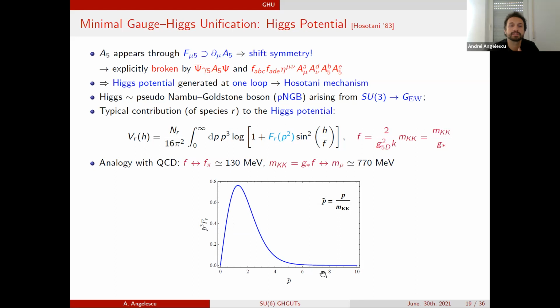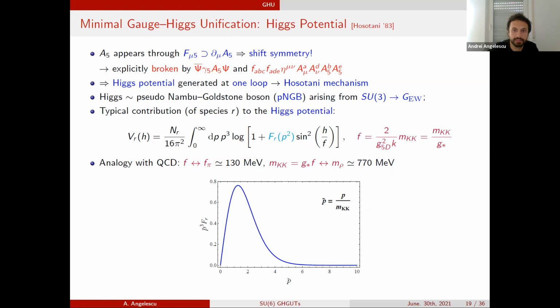It is instructive to look at this plot because one sees how the hierarchy problem is solved. You don't have any more sensitivity to the UV. All the contribution comes from momenta of the order of M_KK, so this is like the Kaluza-Klein scale. And this is a nice feature. This is how you solve the hierarchy problem.